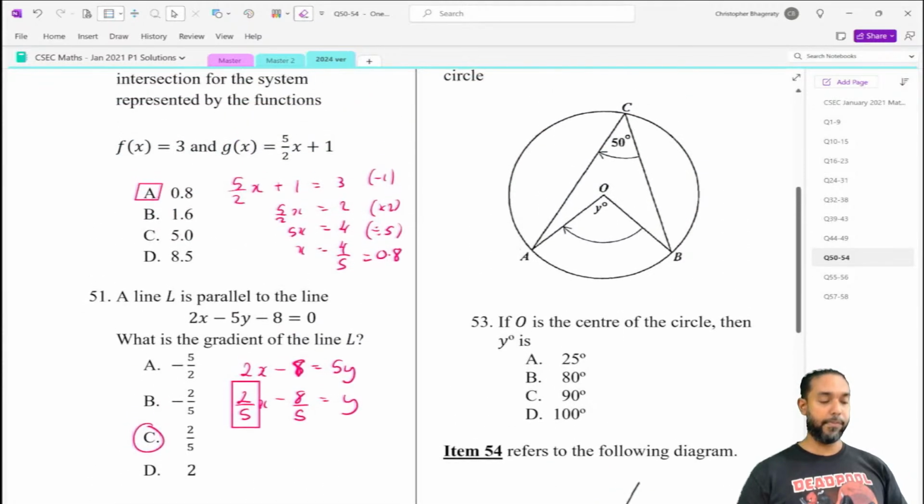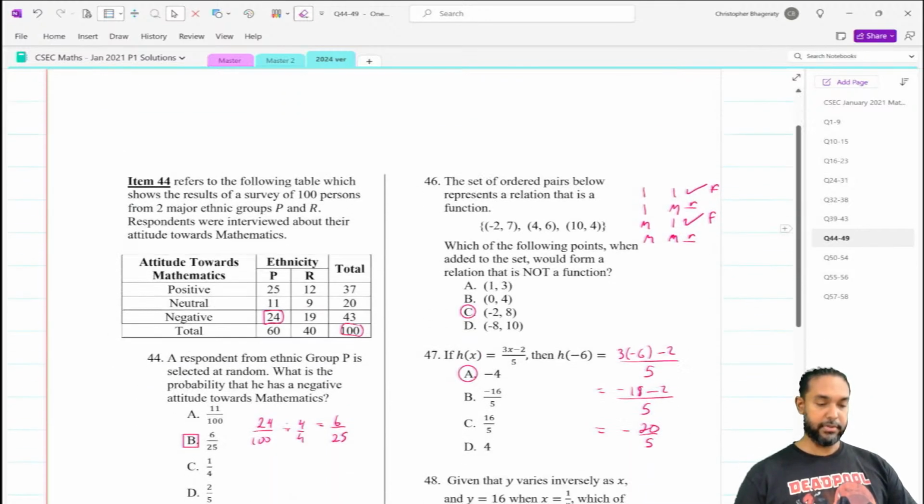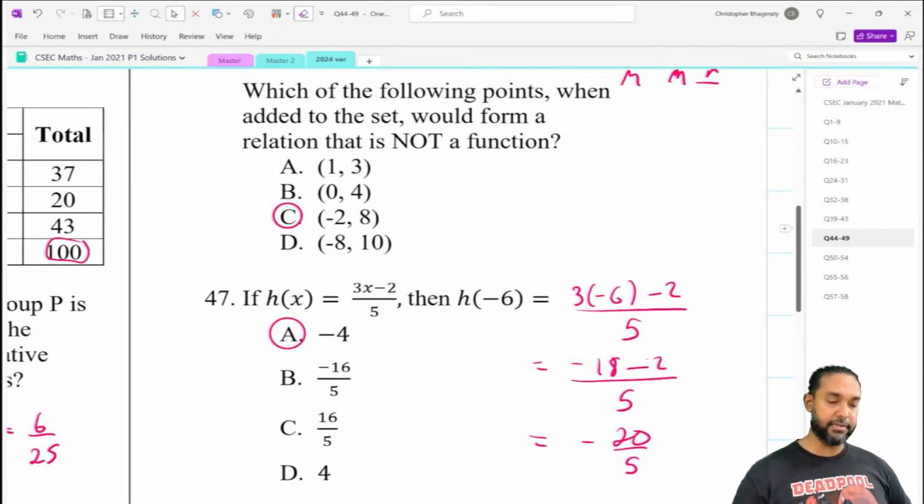Yeah, go ahead. 47, yeah, sure. 47. So 3 by minus 6 is minus 18, minus 2 is minus 20, over 5 is minus 4. Yeah? Okay.